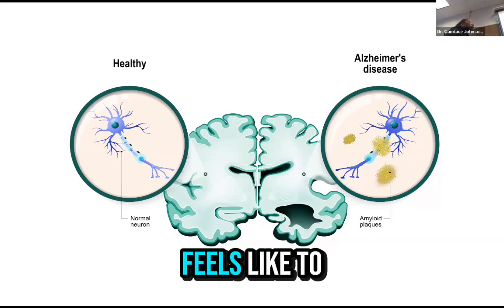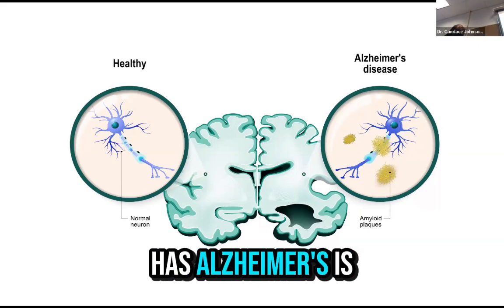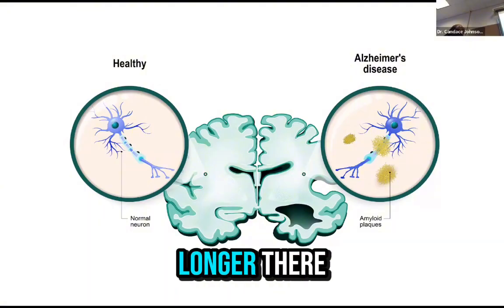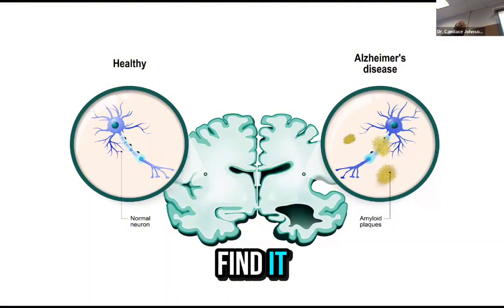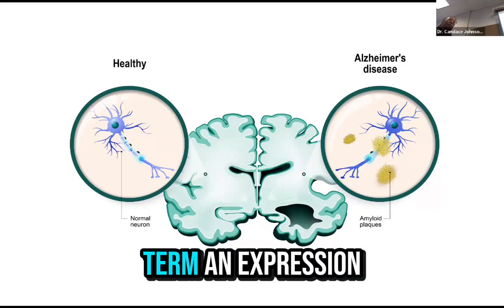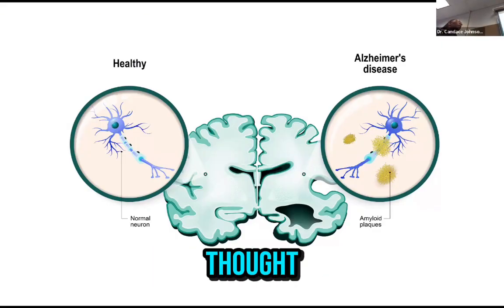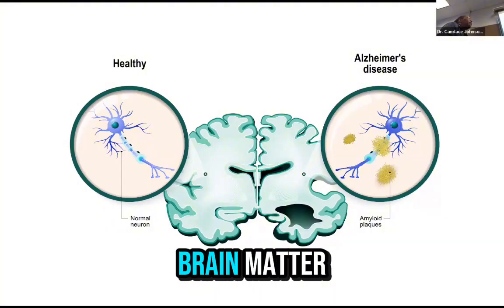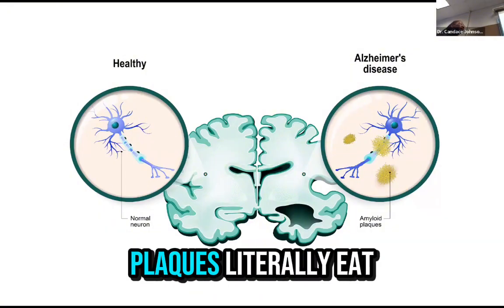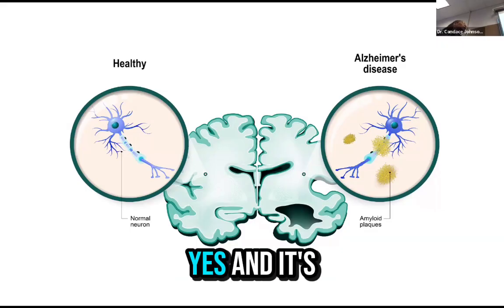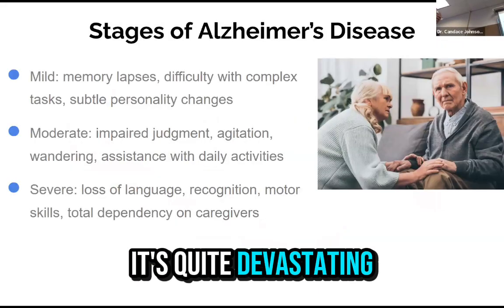So what that feels like to a person who has Alzheimer's is they don't know that it's no longer there. They just can't find it. They cannot find what it is they're looking for, whether it's a term, an expression, a memory, a thought. It's very difficult to find if we've lost brain matter. Something about these plaques literally eats away at the brain matter. Yes, and it's quite devastating.